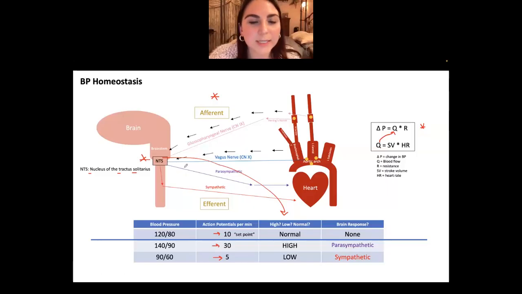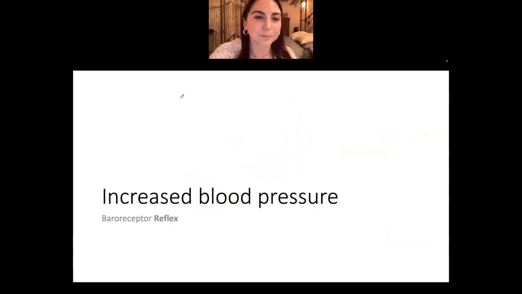Depending on what it's interpreting, it's either going to send out a parasympathetic response or a sympathetic response. And then it's going to affect the heart to make sure that the pressure goes back to normal. Okay? And these little black arrows are going to be the action potentials.